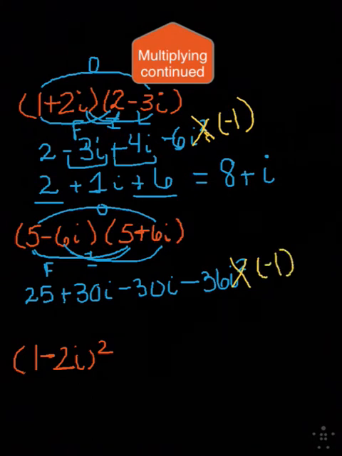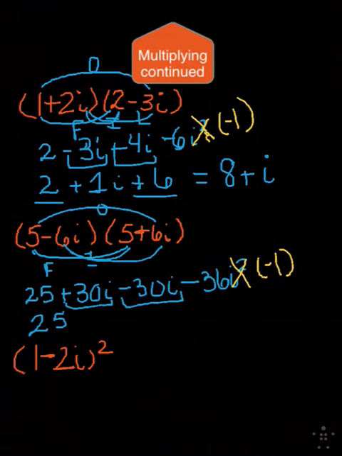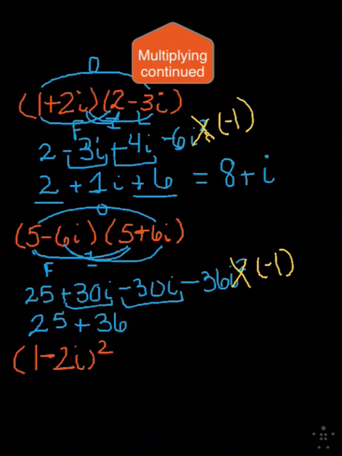All right. So we're going to start just simplifying now. So we got 25 in the front. Negative 30i plus negative 30i, they're going to zero out because remember, same number, different signs when you're adding or subtracting. They zero out. Negative 36 times negative 1 is positive 36. Add those numbers together. 25 plus 36 is going to be 61.